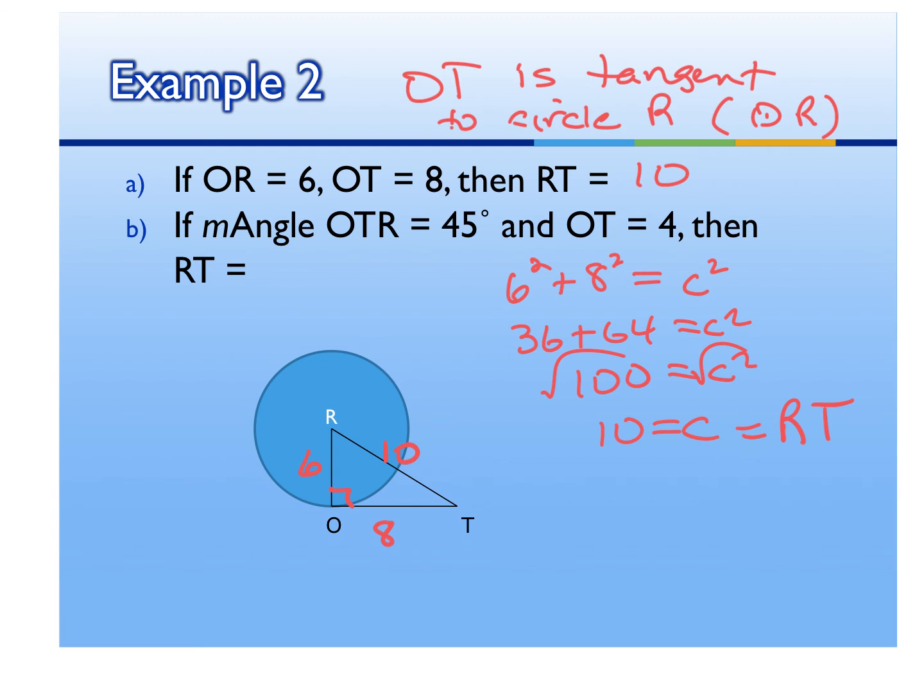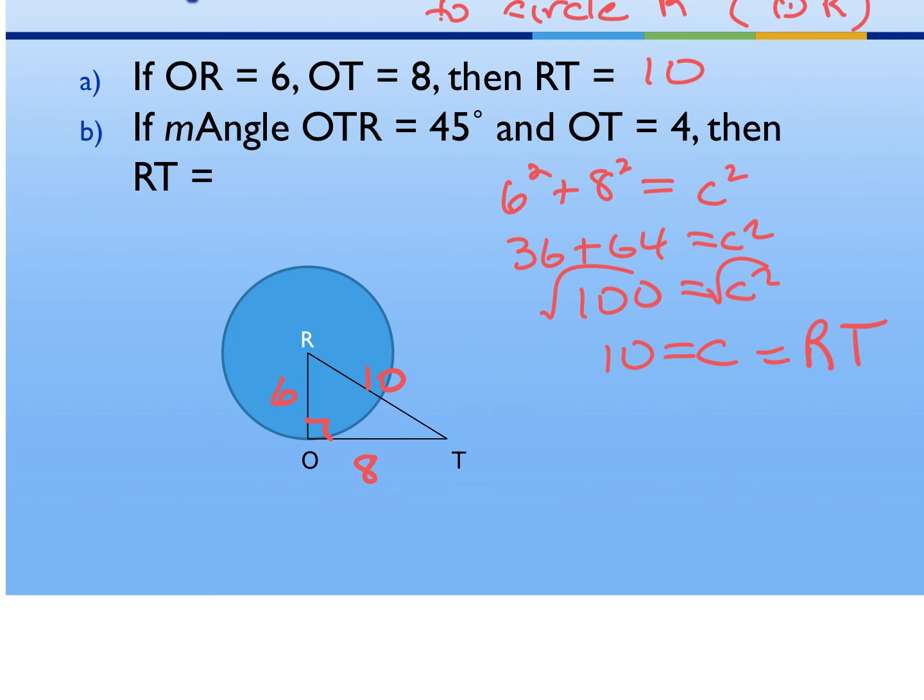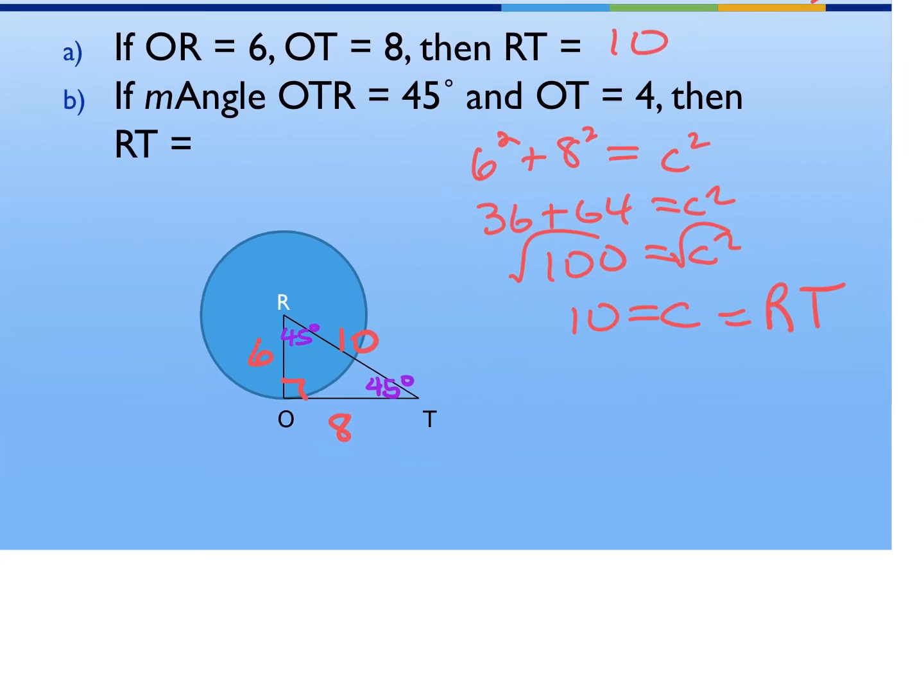Now for part B, let me do that in a different color. Let me do that in purple. So now this time we're going to get rid of those numbers in red. Brand new problem. So now they're telling me that the measure of angle OTR, this angle right here, is 45 degrees. And then that would tell me that this other angle up at the top would also be 45 degrees. So now what I'm dealing with is a 45-45-90 right triangle.